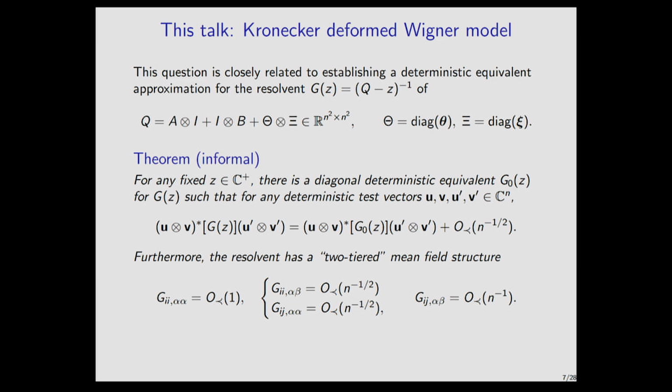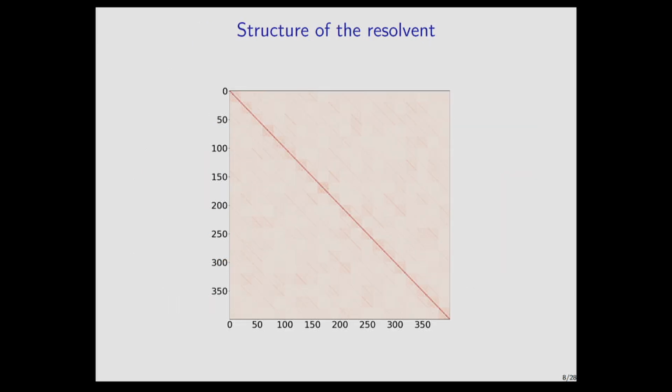And it's reflected in the structure of the resolvent in this way: the pure diagonal entries of the resolvent are order 1. The partial off-diagonal entries, meaning I take a diagonal element in the first Kronecker factor but off-diagonal in the second, are on a smaller scale, order 1 over root n, and then the fully off-diagonal entries are on a scale of 1 over n. And I think it's probably easiest to just illustrate this in a picture.